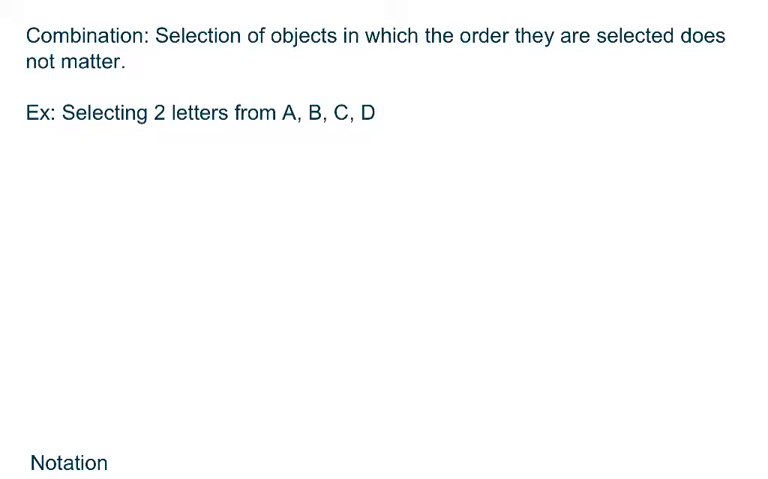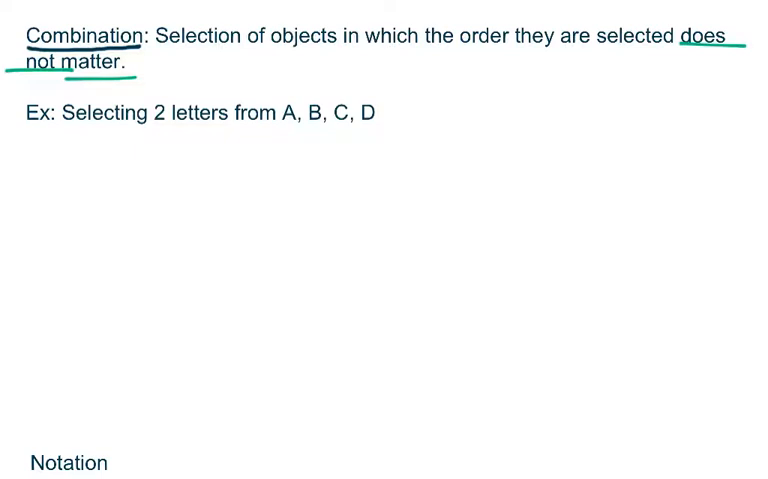So that's a little introduction to permutations. What I want to talk about now is combinations. The biggest difference between permutations and combinations is the idea of order. In a permutation, the order matters. A combination is a selection of objects in which the order they are selected does not matter. That's the key part: the order does not matter to be a combination.